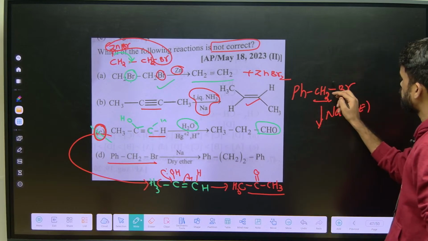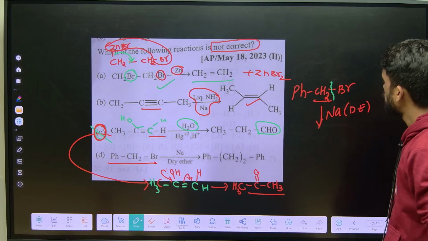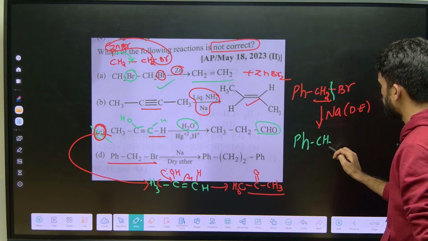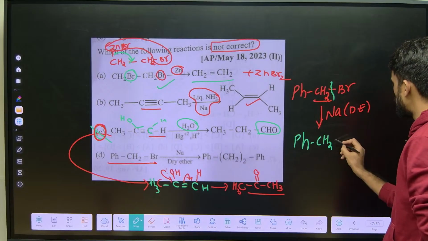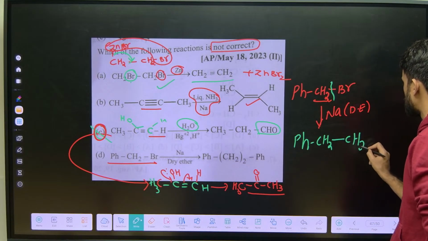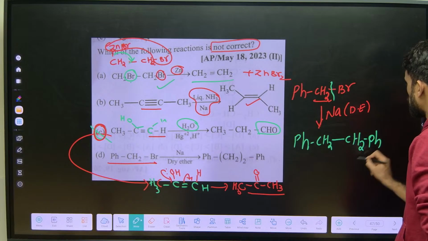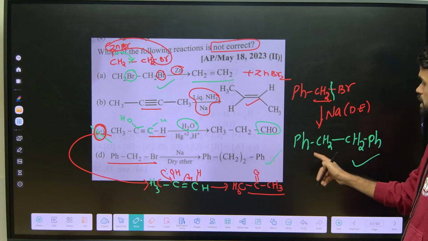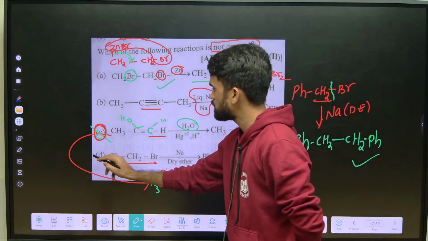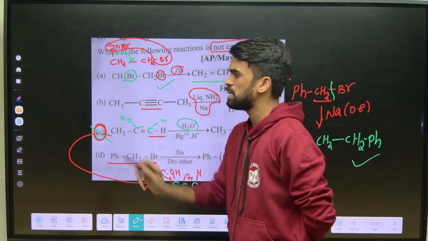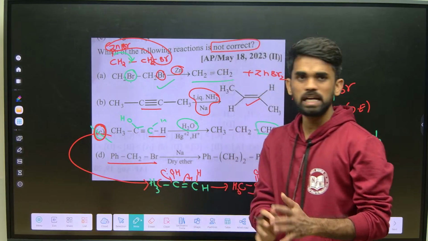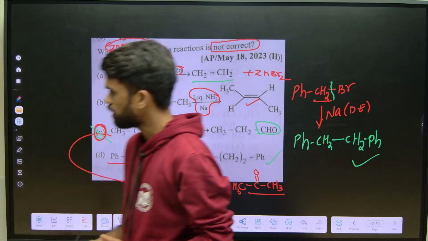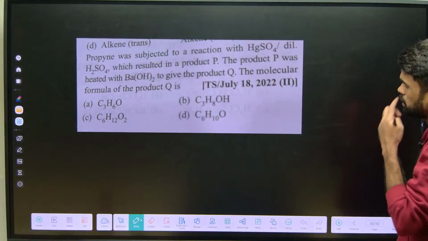This will break by homolytic cleavage and radicals are generated. Those radicals will combine with themselves and give a coupled product like PhCH2CH2Ph. So this is perfectly correct. Now this is also perfectly correct. See, PhCH2CH2Ph. So it means D is also correct. Which is not correct? Only C. Is this clear or not? I hope this is clear. Let us move forward.